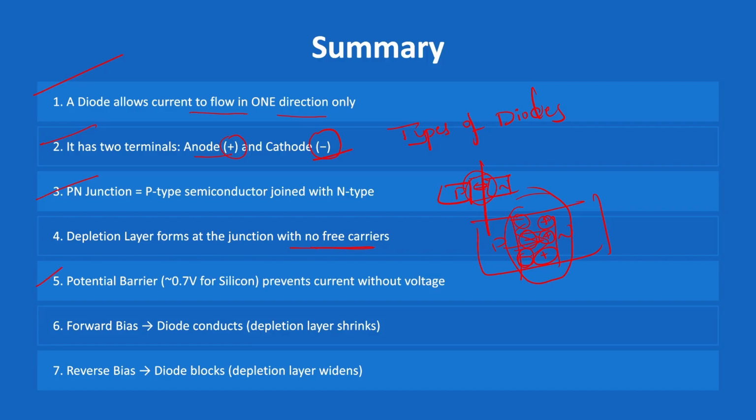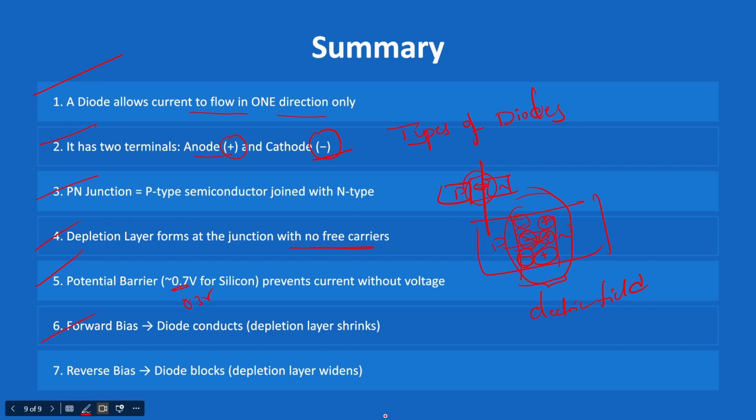Next we discussed the potential barrier. What is the electric field present in this depletion layer? We call it a potential barrier, a potential voltage. It prevents current without voltage, meaning for minimum voltage it does not conduct any current. It requires a minimum of 0.7 volts for silicon and 0.3 volts for germanium.